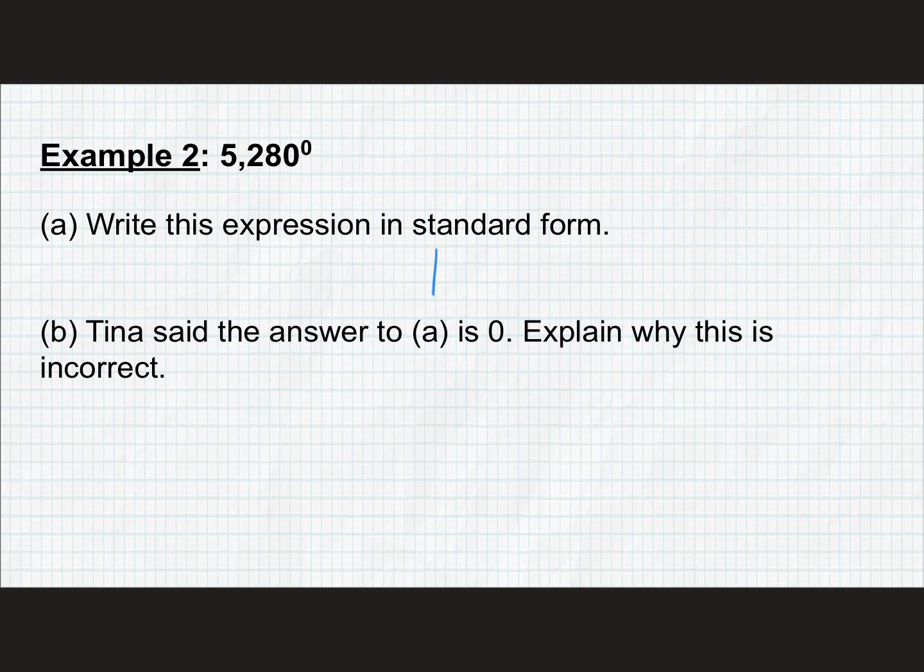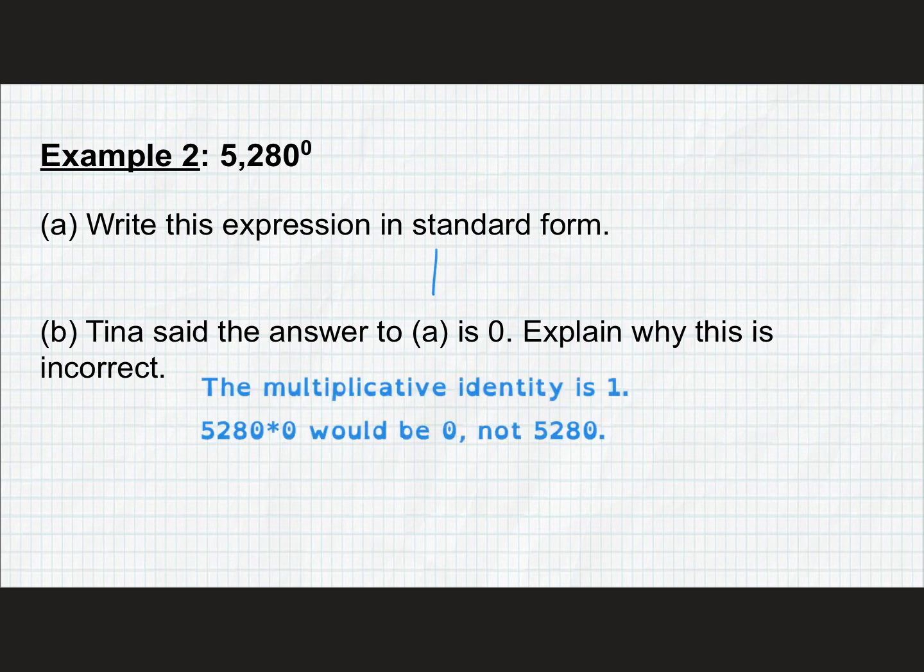Now, Tina said that the answer to A is 0. Explain why this is incorrect. Although 0 is the additive identity, we need the multiplicative identity of 1 since exponents are based on multiplication. Thinking about this in terms of the first exponent, 0 times 5,280 would be 0. However, 1 times 5,280 would be 5,280, which is 5,280 to the first power.